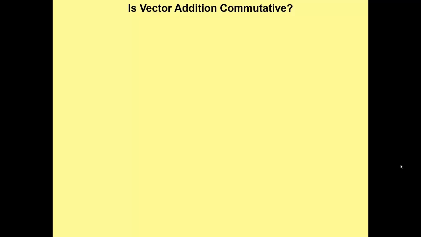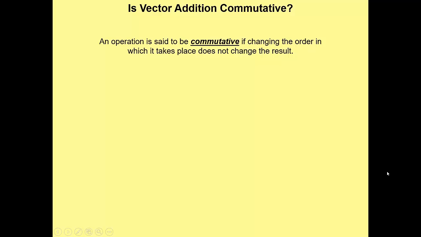Hello everyone. Today we're going to do a little activity to try to decide whether or not vector addition is commutative. Now, what does it mean to be commutative? Well, you might remember from your scalar algebra class that an operation is commutative if changing the order of it doesn't change the result.